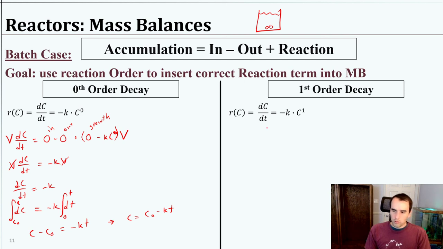Now the first order decay equation, we can do the exact same process. We are still in a batch reactor. So we say in some volume, we have an accumulation that's equal to essentially all of this minus kc to the 1 power times v.